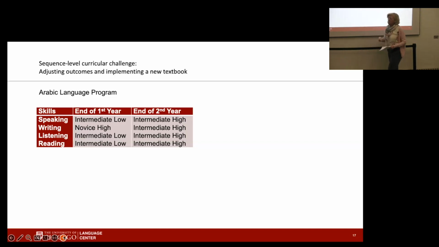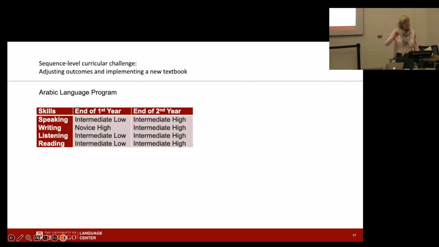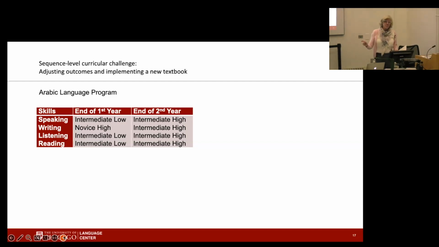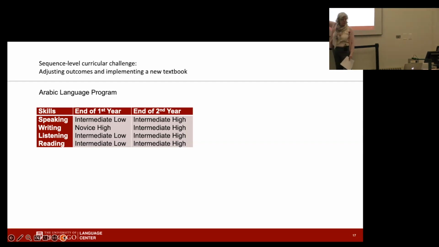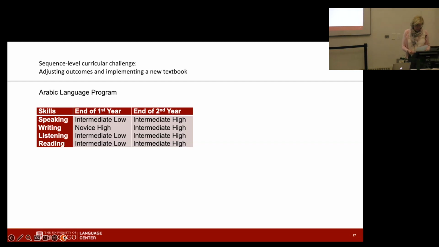Now, in the midst of this, they also wanted to use a new textbook, and also realized if they were preparing their students for the real world, they needed to do some non-modern standard Arabic listening, because that's what's going to happen in the real world. So our instructor was really struggling with how to get the students here, what textbook to use, how to meet the needs, and include this non-standard language practice.